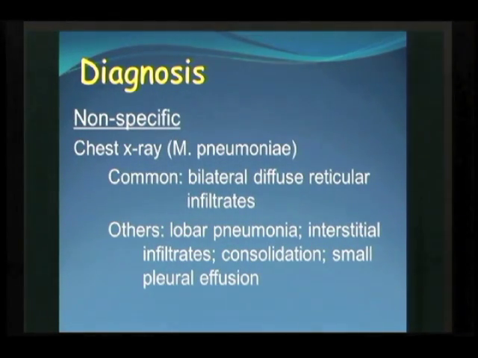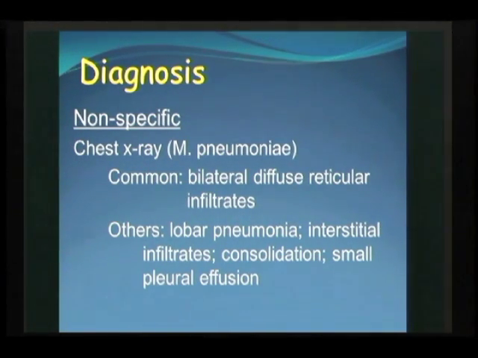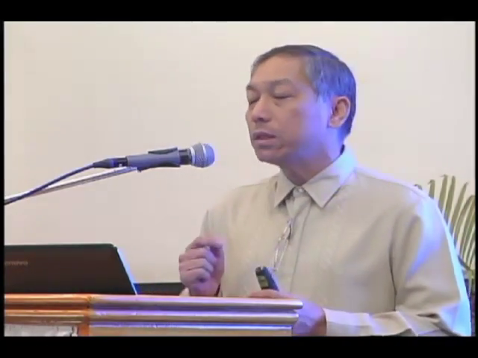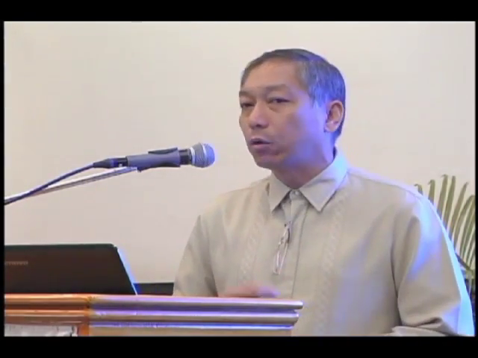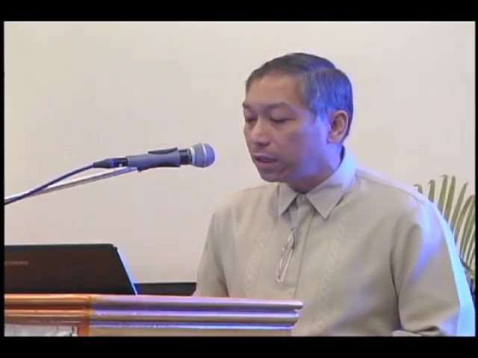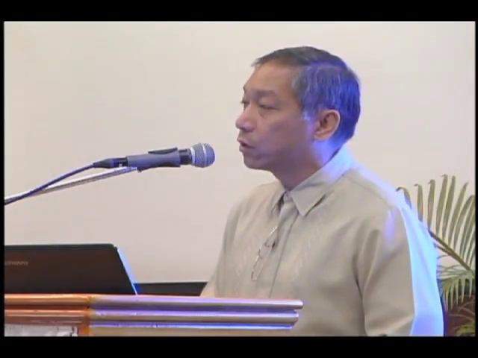If you take a look at Mycoplasma, the common description that you will read in literature is the presence of bilateral diffuse reticular infiltrates. I'll show you a plate in my next slide, but others will also show other findings like lobar pneumonia. You may see streaky instead of patchy infiltrates. You may also see consolidation, and you may see a small effusion.